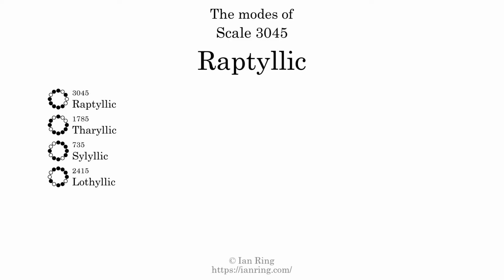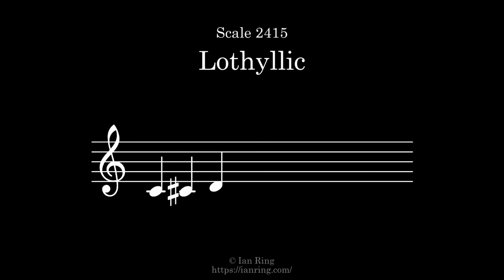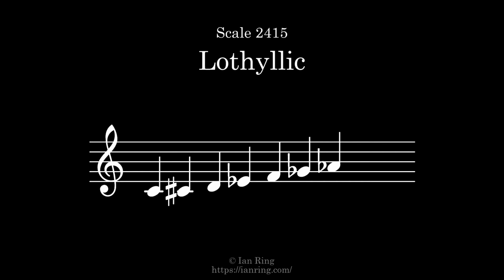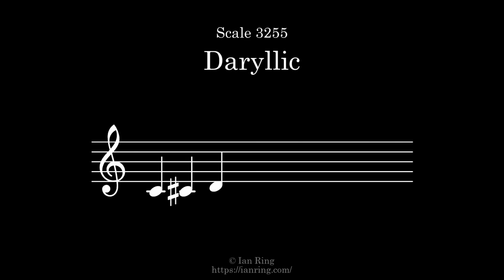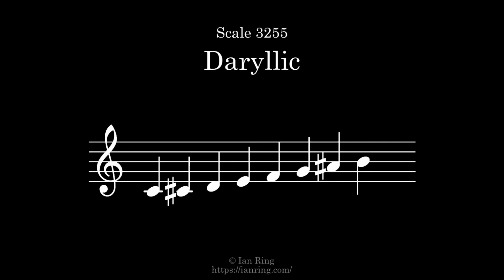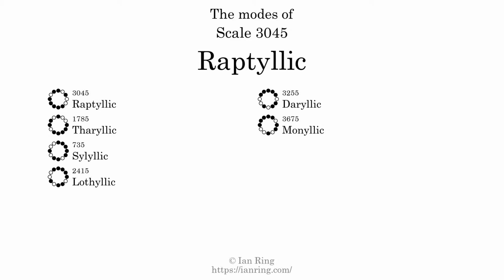The fourth mode is scale 2415, also known as Raptyllic. It sounds like this. The fifth mode is scale 3255, also known as Raptyllic. It sounds like this. The sixth mode is scale 3675, also known as Raptyllic. It sounds like this.